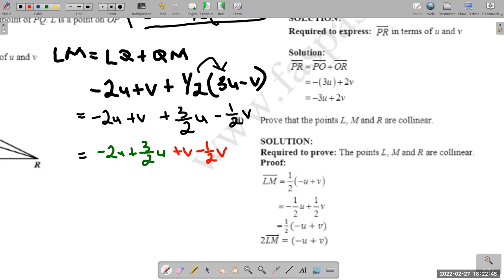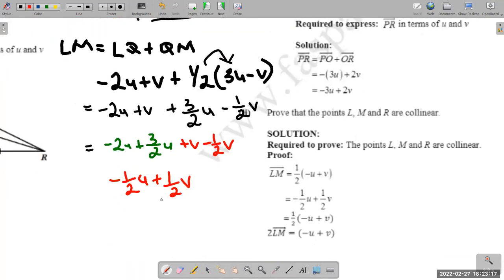Yeah, excellent. So what you're gonna realize, we get -1/2 u plus, if you have a whole v and you subtract a half of a v, even without your calculator, if you have a whole v minus a half of v, what do you end up with? A half of v in it. Everybody see that?